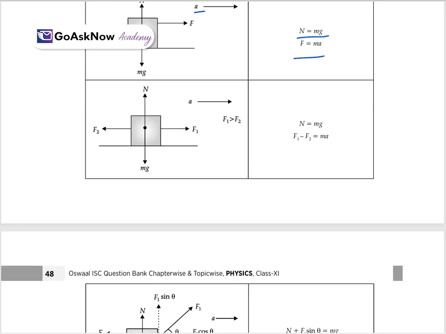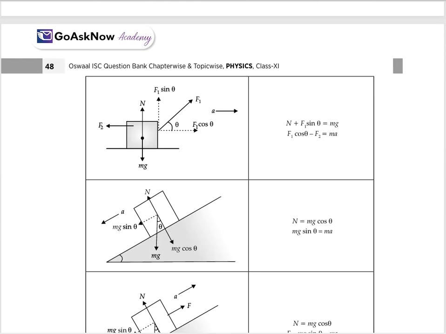Now moving to the next, if two forces have been acted, here only one was there, now F2 and F1, and in this case F1 is greater than F2, so N is equal to mg, as two forces have been acted, so F1 minus F2 will be equal to ma. Now when two different forces have been acted, but also an angle has been made there. So in that condition, you can see N, mg, F1, F2. Now there is one angle and two components. It has been divided into two components, F1 sin theta and F1 cos theta. Then N plus F1 sin theta will be equal to mg, and F1 cos theta minus F2 will be equal to ma.